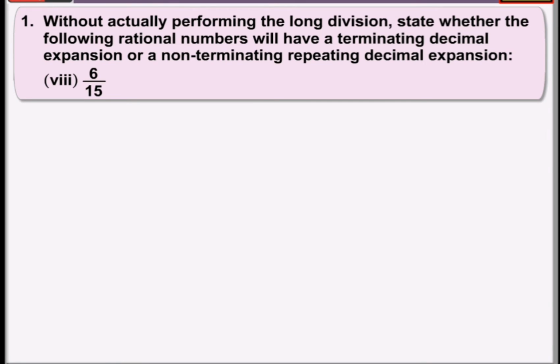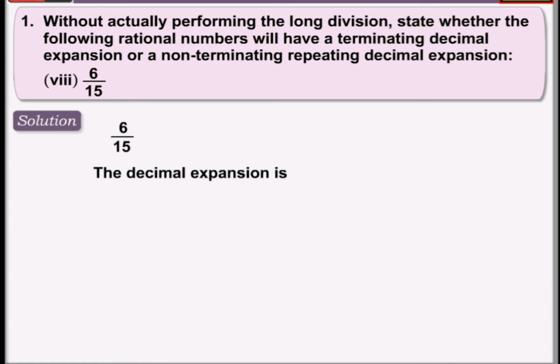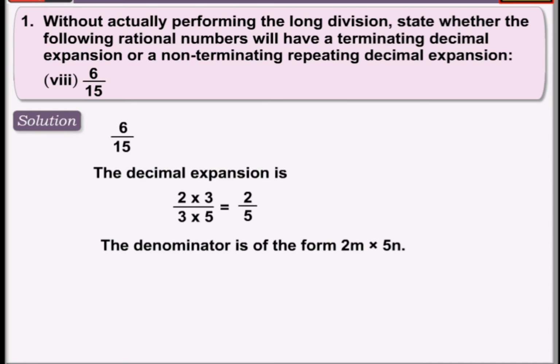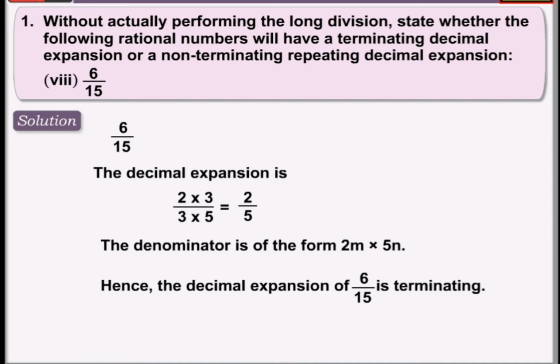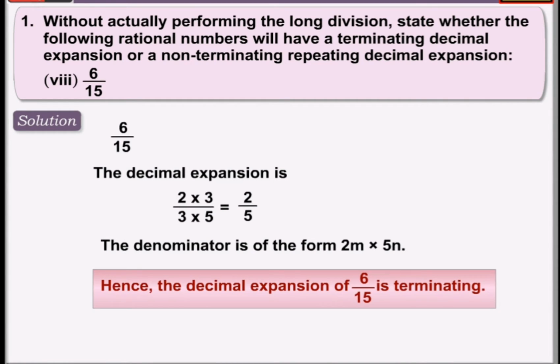Number 8. 6 upon 15. Answer. Now here the decimal expansion is 2 into 3 upon 3 into 5. That is 2 upon 5. Now the denominator is in the form of 5 raised to power n. Hence the decimal expansion of 6 upon 15 is terminating.